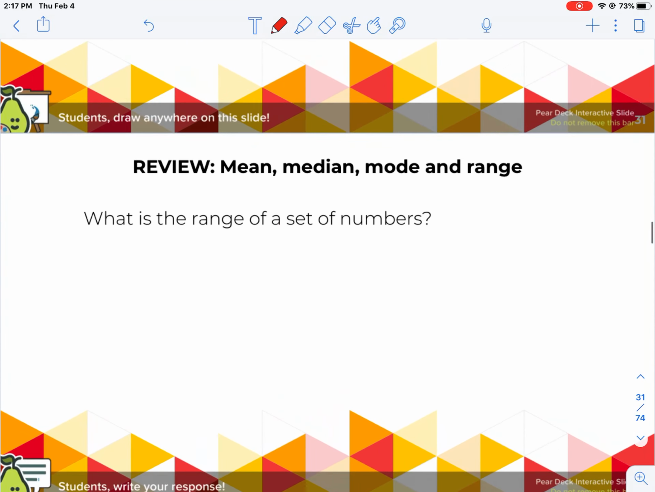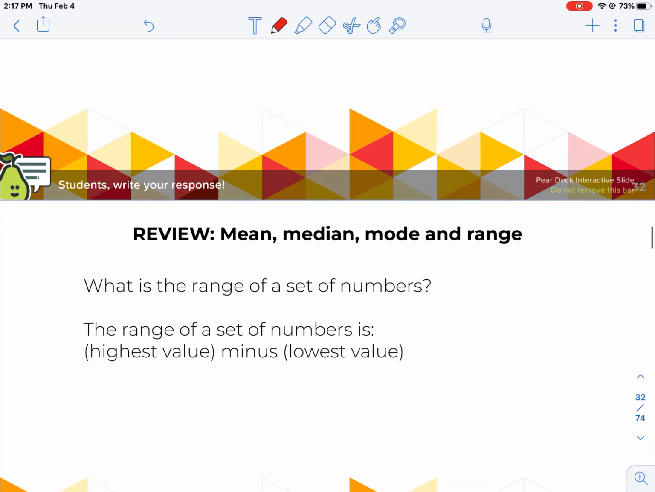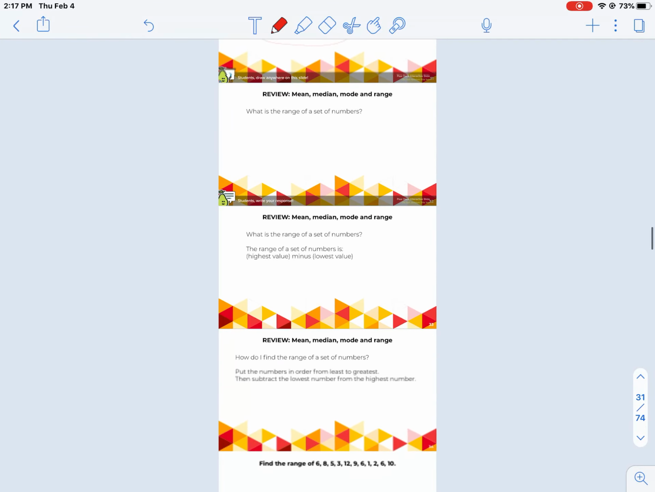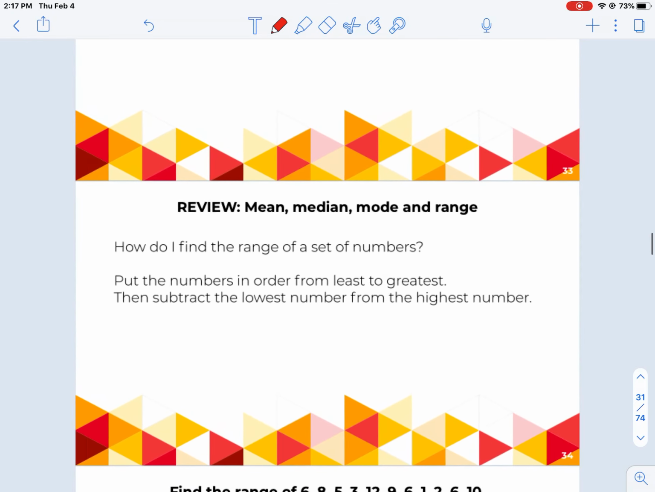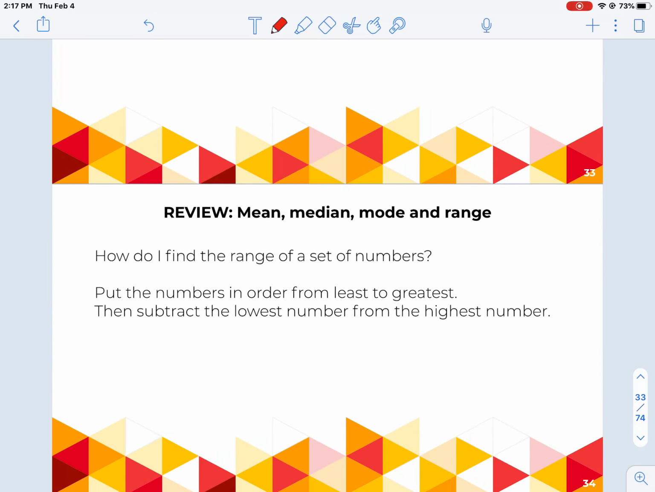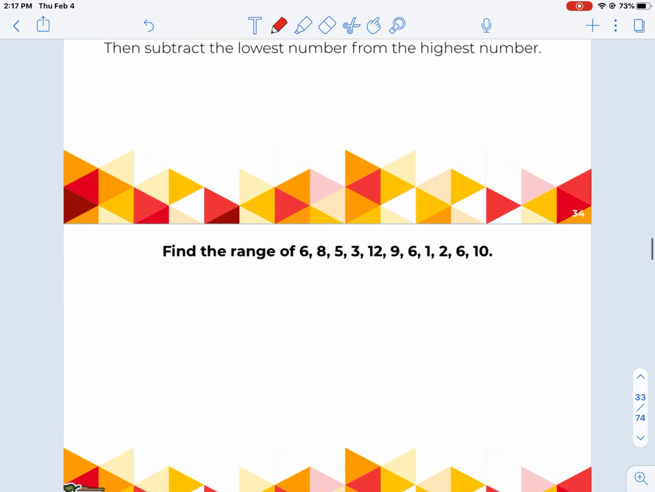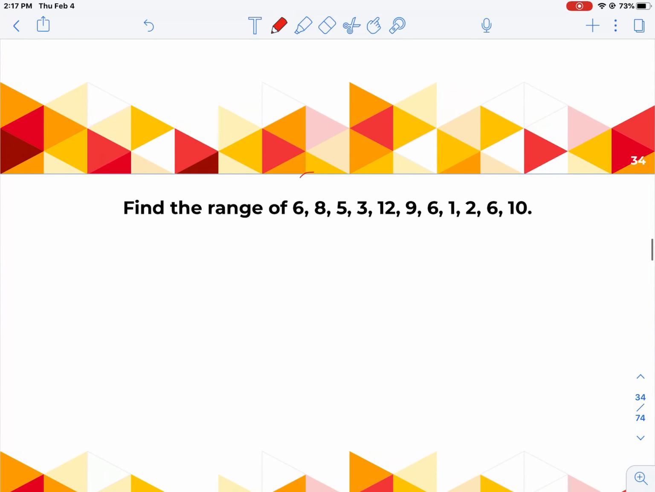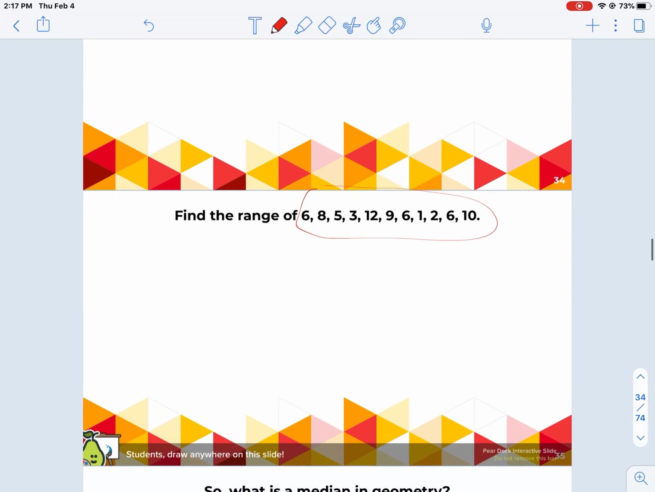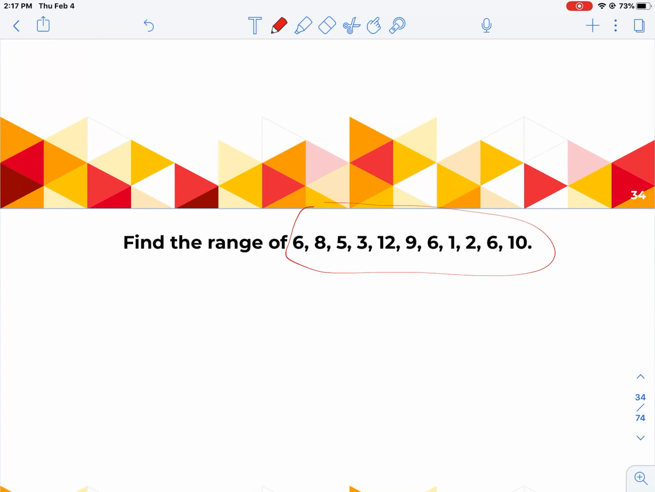All right, last but not least is the range. The range is just the biggest number minus the smallest number. Again, you'll want to put the numbers in order and then subtract the lowest number from the highest number. So if we want to find the range of this group of numbers, this is the same one we did before. So 1, 2, 3, 5, 6, 6, 6, 8, 9, 10, and 12.